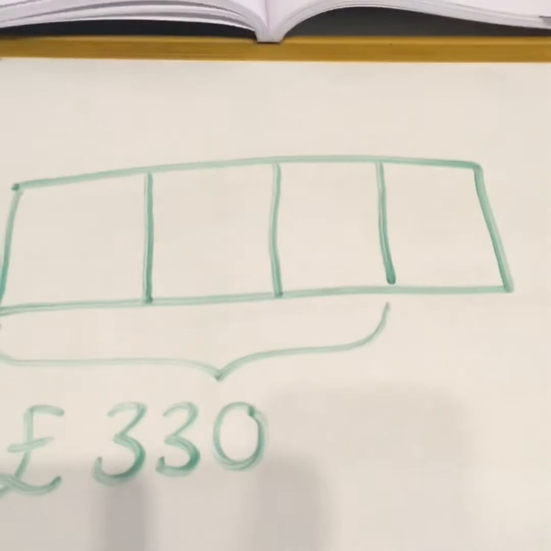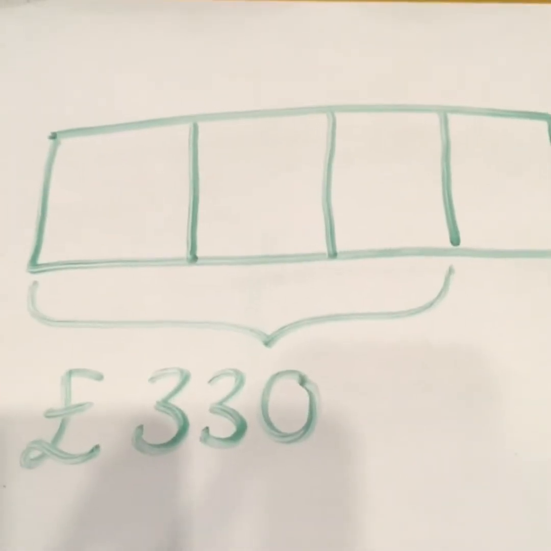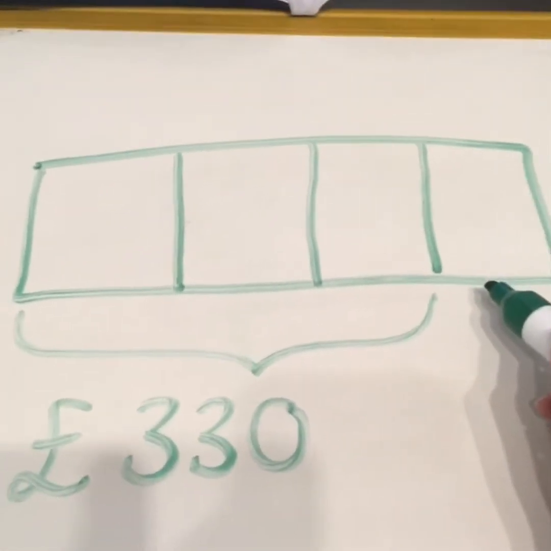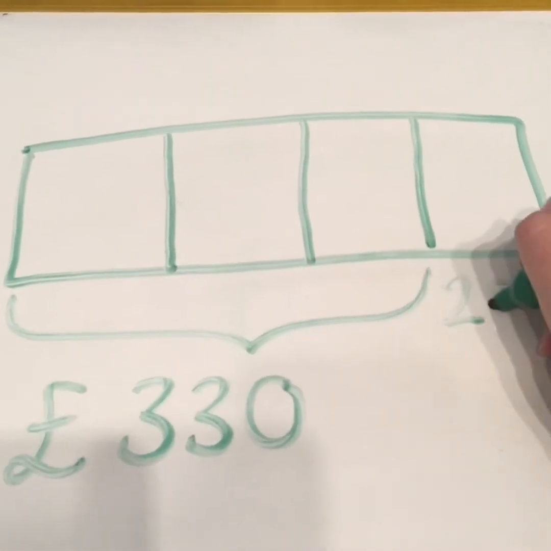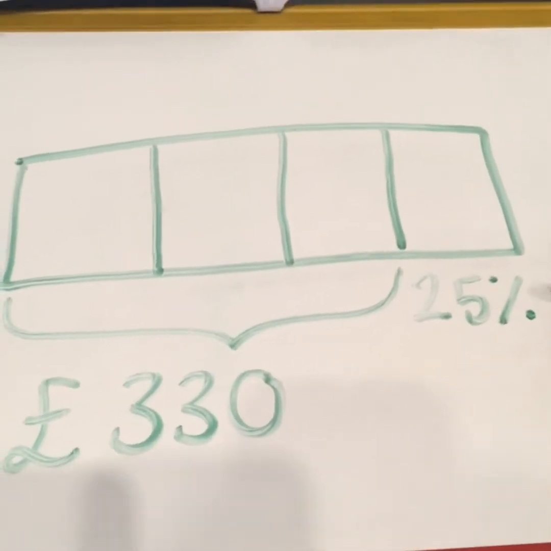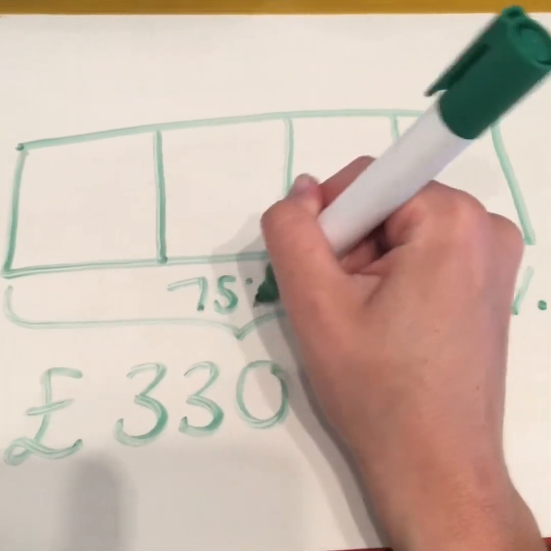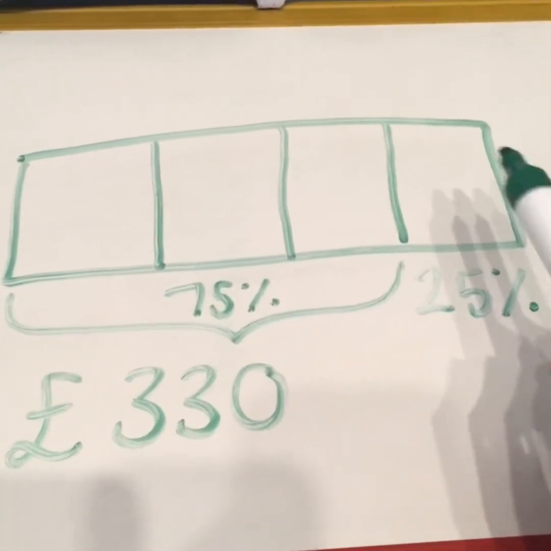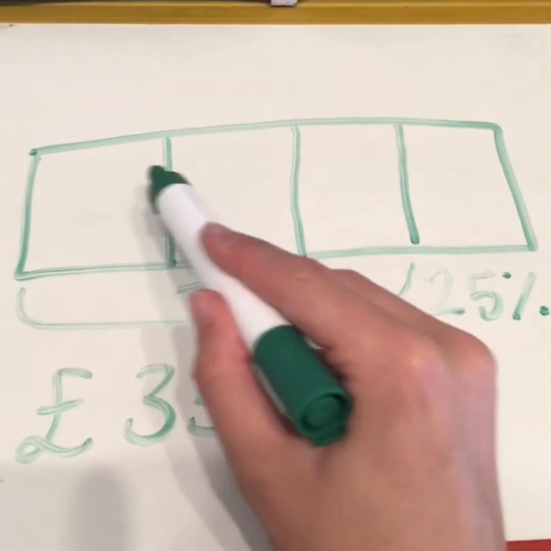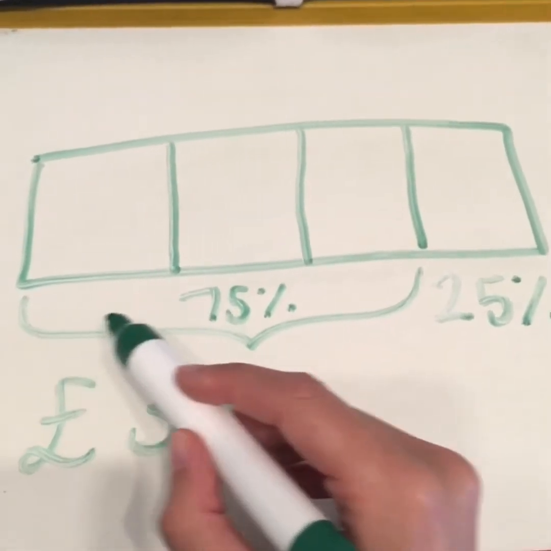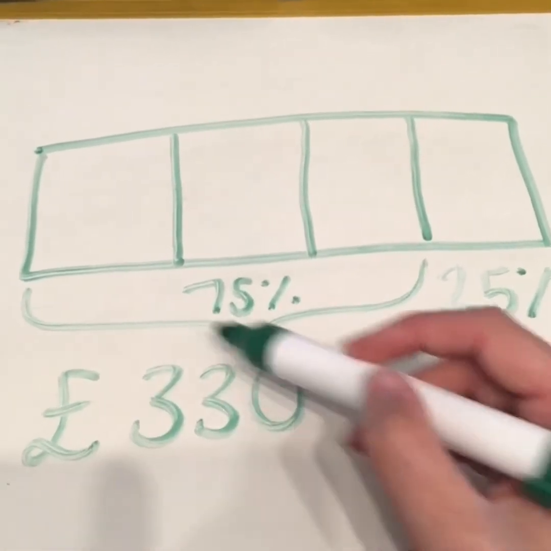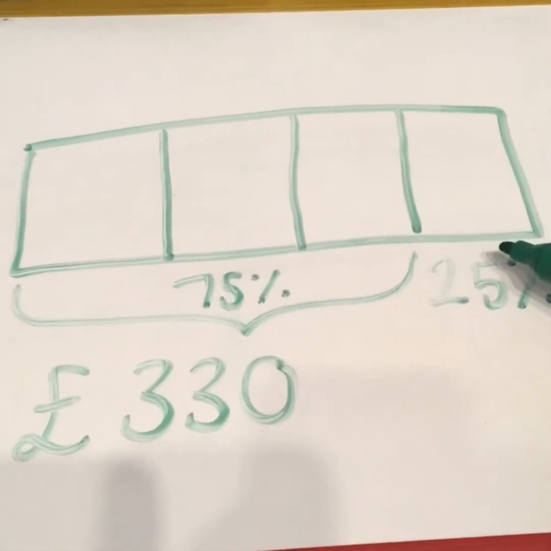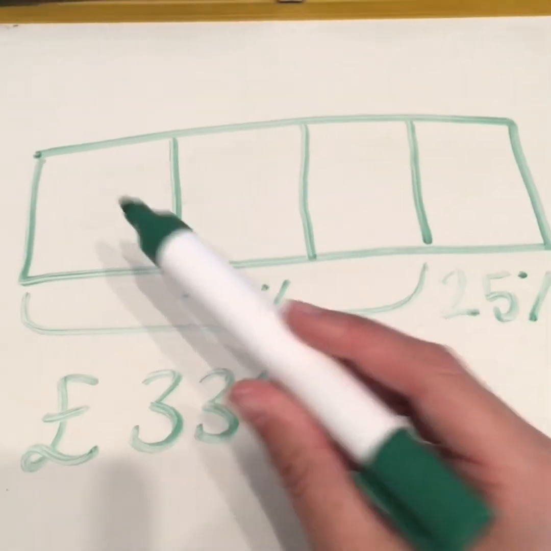Okay. For part B, we needed to work out what the full price of Amal's television was. He said that he gets 25% off. So if he had a 25% discount, that tells me he must have paid 75%. So I've split my bar into quarters, into 25%. So there's 25, 50, 75, 100%. And I know that this 75% here is worth £330 because this is what he actually paid, and this was the discount. So let's work out what one part would be.